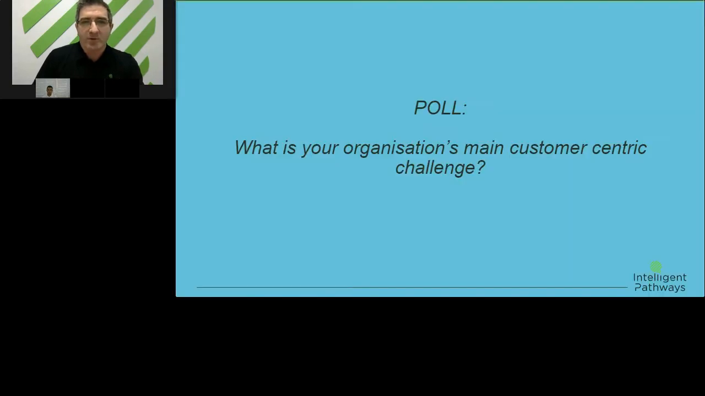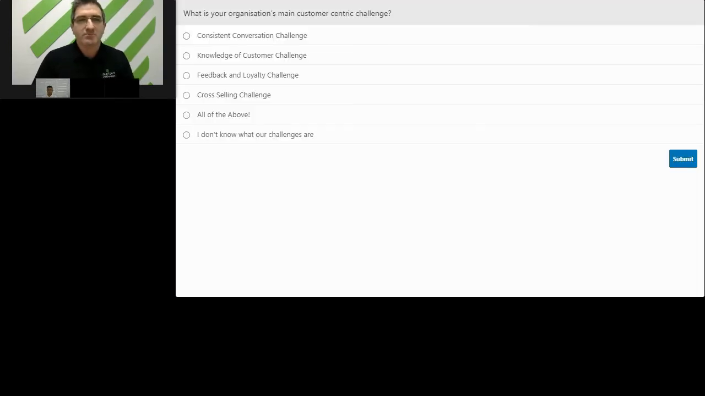I might skip to the first poll, and you can see here just a very quick one. What is your organisation's main customer-centric challenge? So you can see there a range of different challenges. Some of those were listed in the previous slides, some a little bit different. You might resonate with one of those or two of those or many, or nowhere at all. I'd be really interested in your thoughts on those.